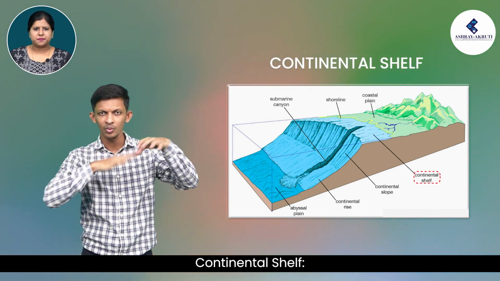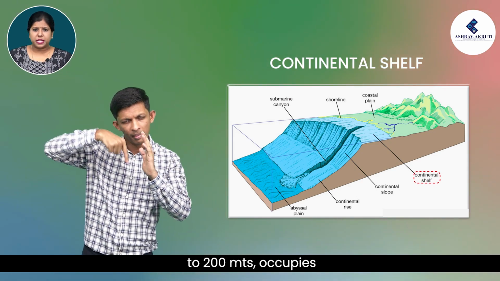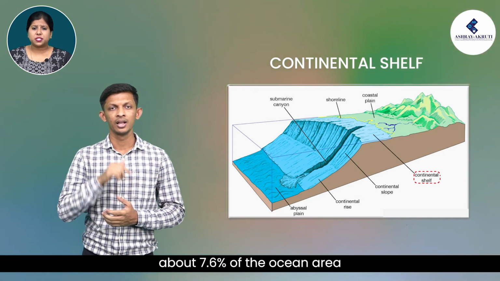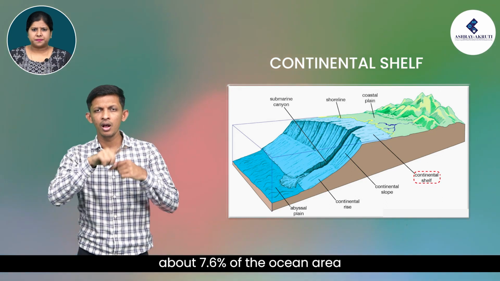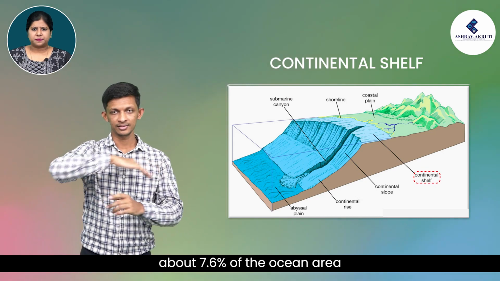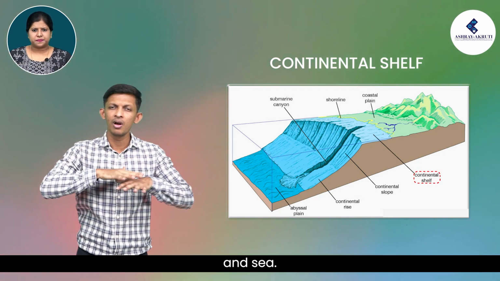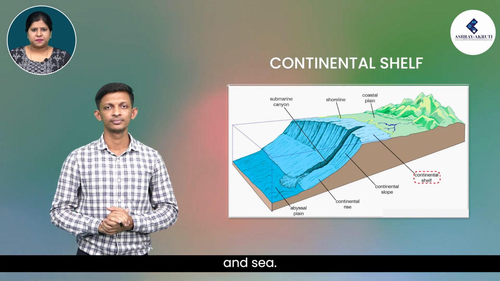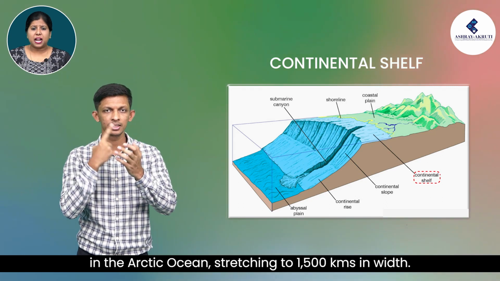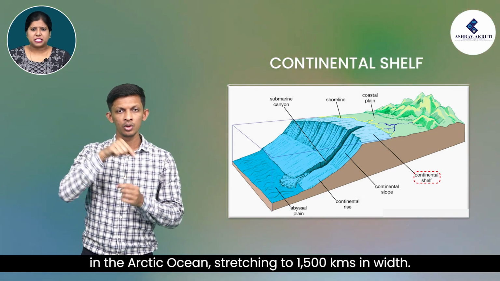Continental shelf. The continental shelf with a depth of up to 200 meters occupies about 7.6% of the ocean area. It is the border zone between land and sea. The largest continental shelf is Siberian Shelf in the Arctic Ocean, stretching to 1500 kilometers in width.